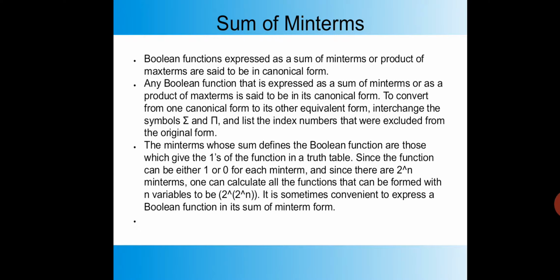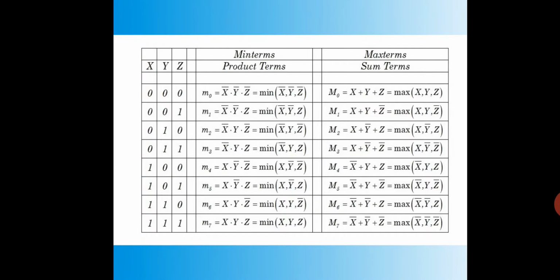Now, it's sometimes convenient to express a Boolean function in its sum of min terms form. Ultimately the function can either be 0 or 1, because the input will be in the same fashion, a series of zeros and ones. Based on that, you go for either x dash or x. That is what I tried to explain in the previous video, with some real-time examples. Here also the concept remains the same. You can go through this table, it will give a better idea.